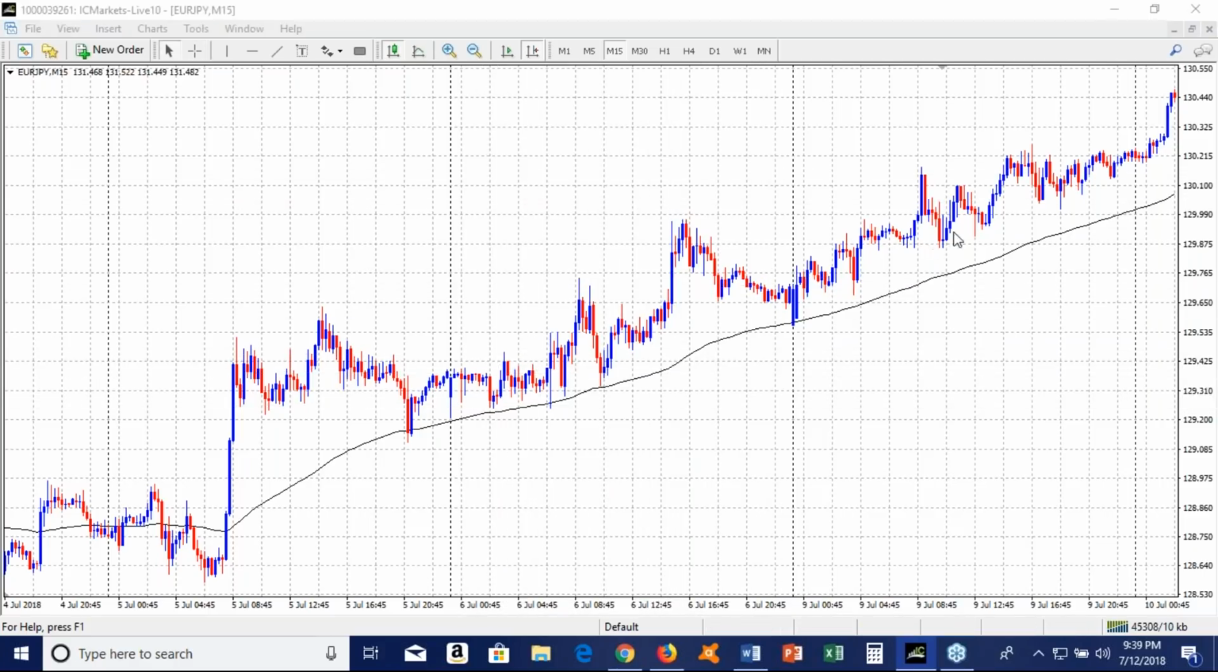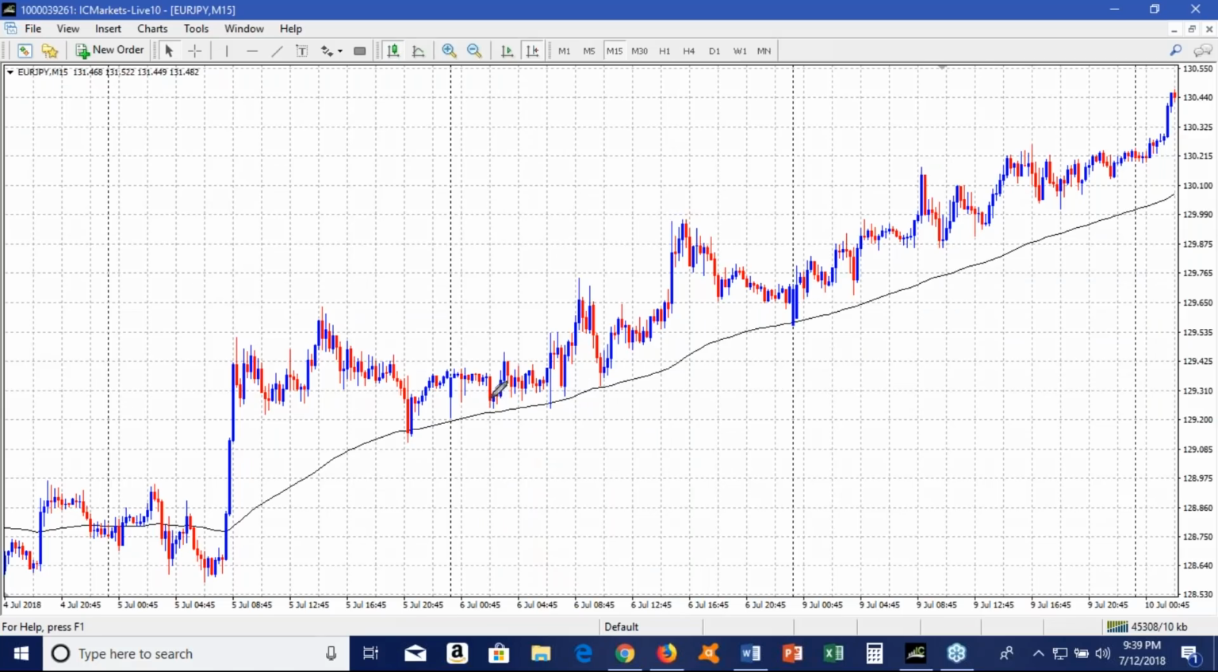Let me show you all the places where you have opportunities. You have one here. You have all of these red candles here, opportunities. You have one here. You have one here. You have one here. You have so many opportunities.